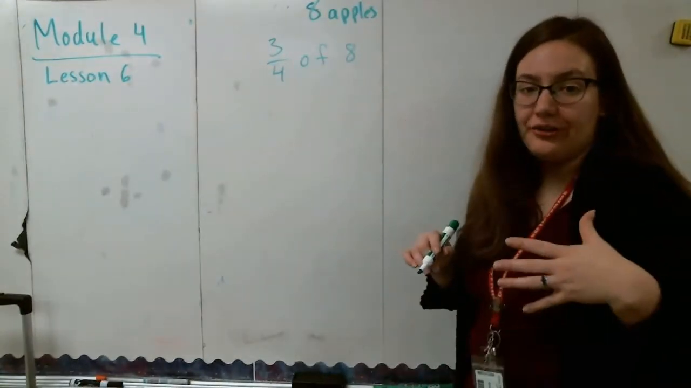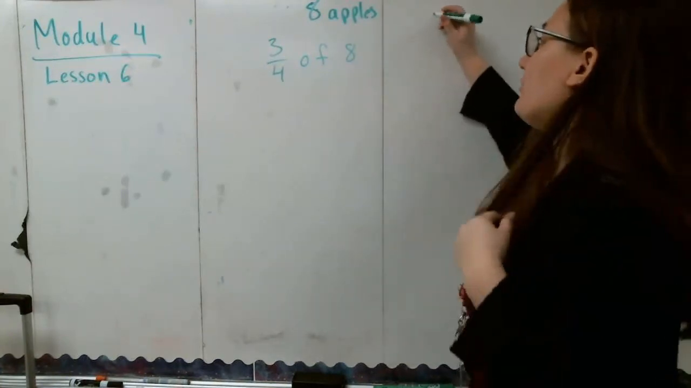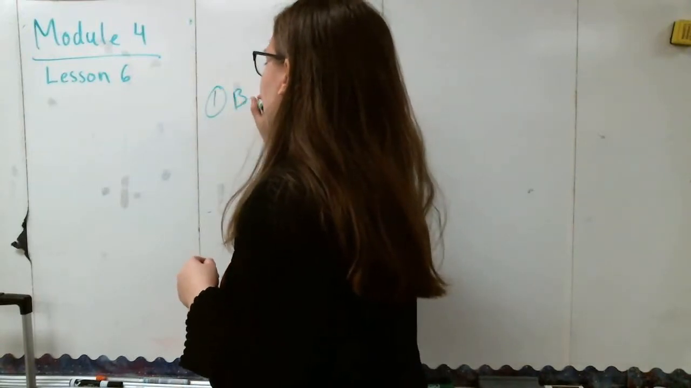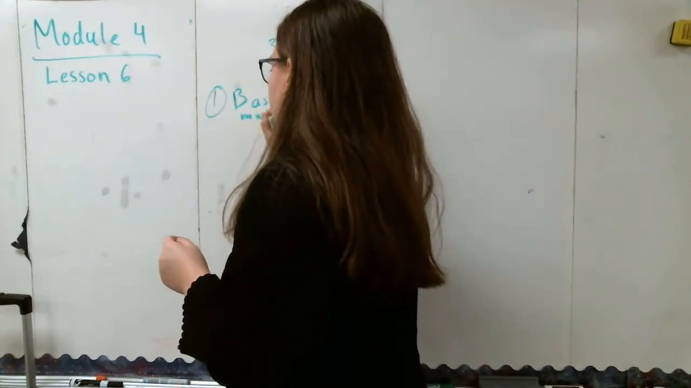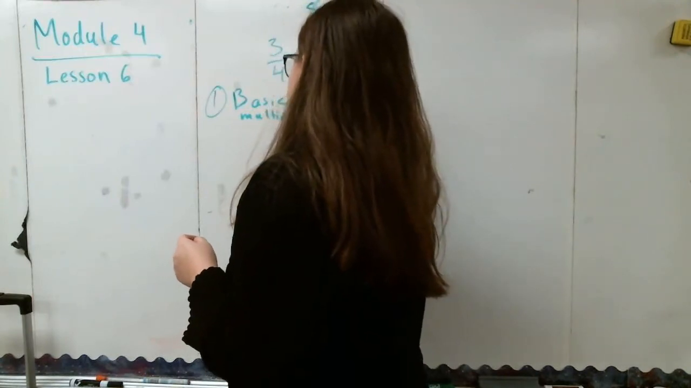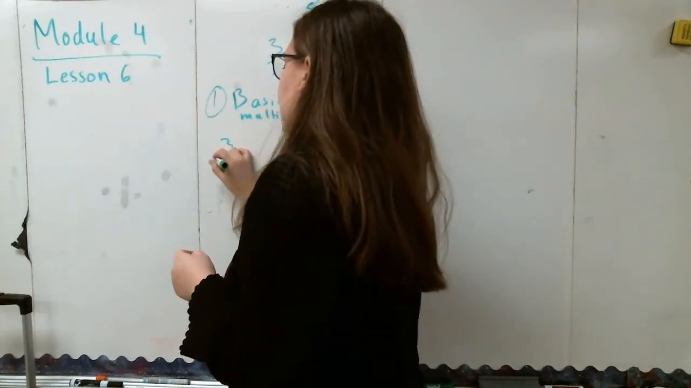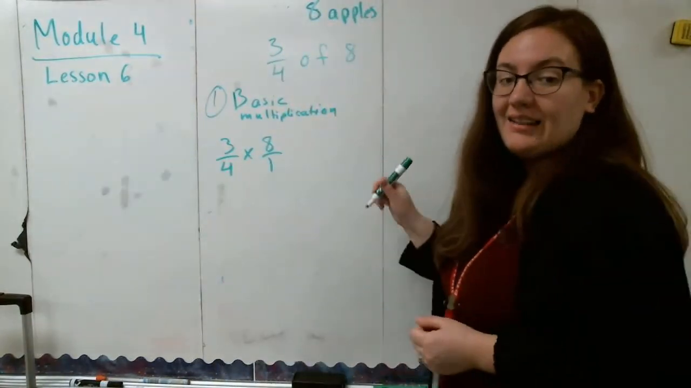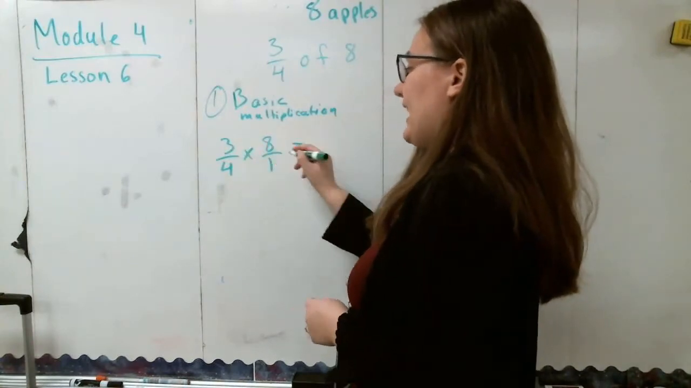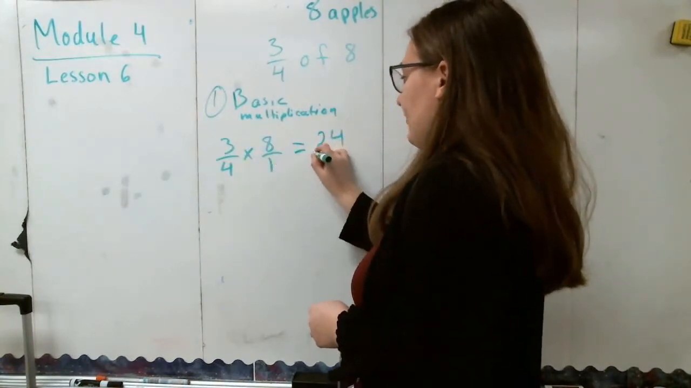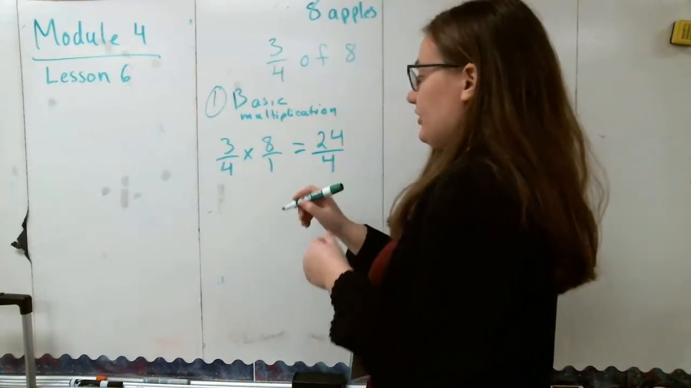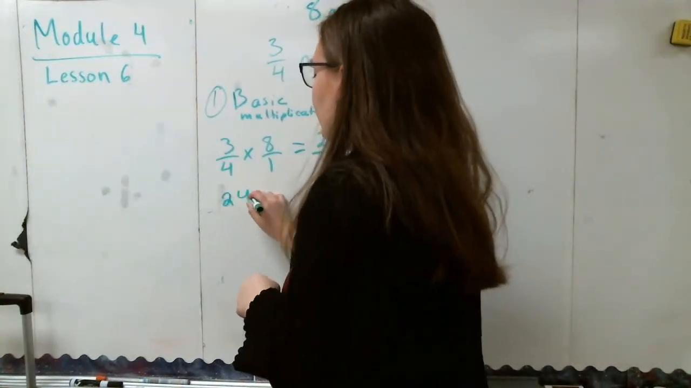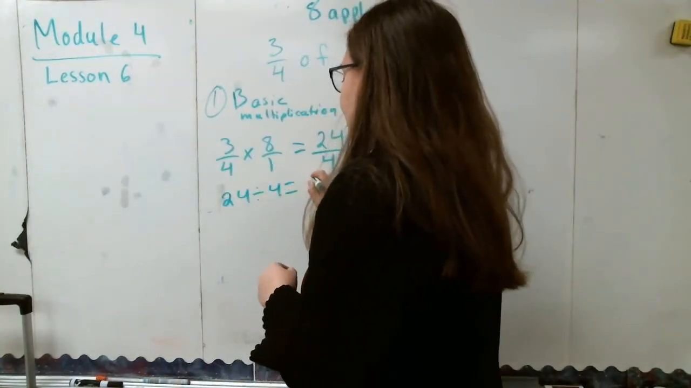And I'm going to use all 3 methods again. So I'm going to start with, I'll even label it this time, method number 1, which is just the basic multiplication way. For this we're just going to take 3/4 times 8 over 1. And then when I multiply this, I have 3 times 8, which gives me 24 over 4 times 1, which gives me 4. So I have 24/4. So I have 24 divided by 4, and that gives me 6.